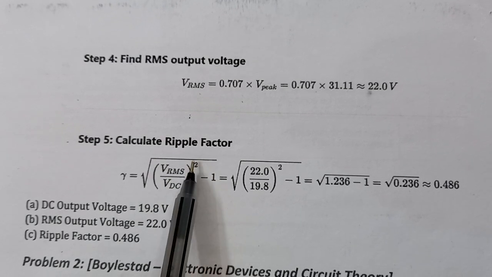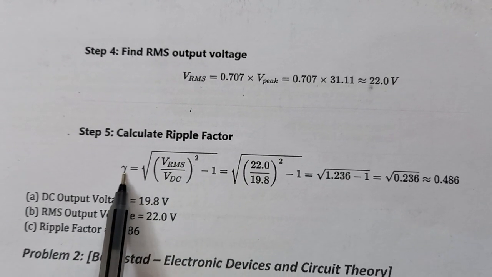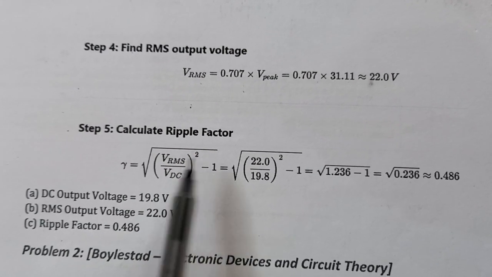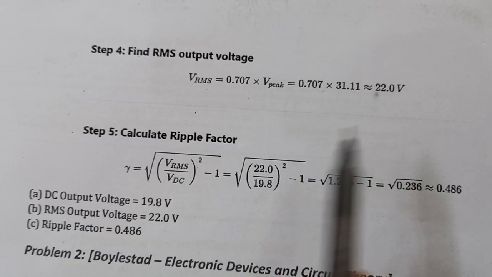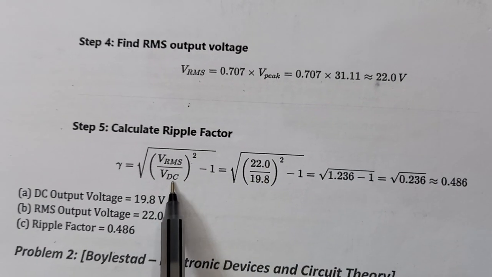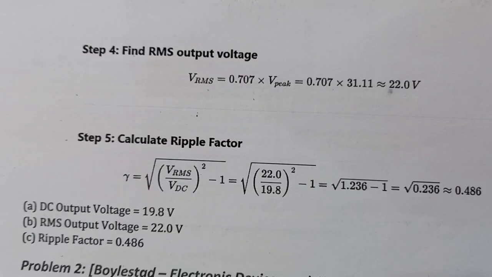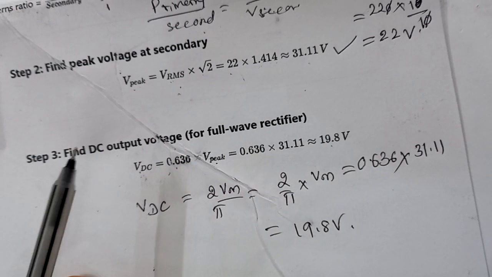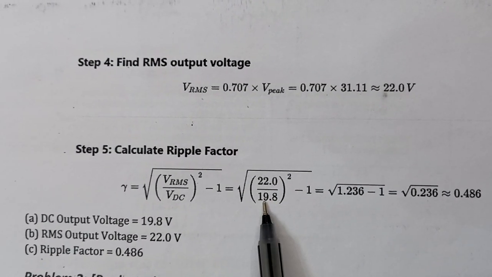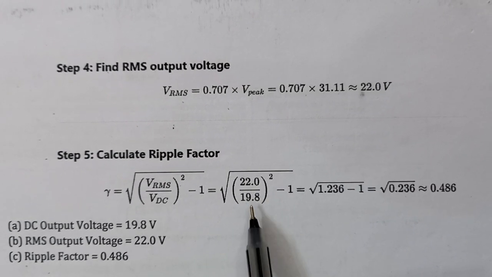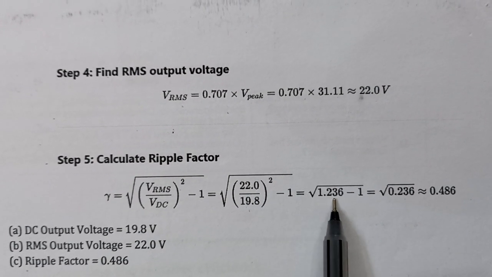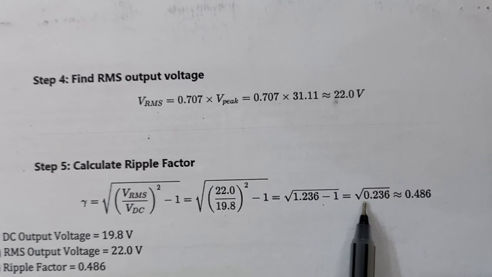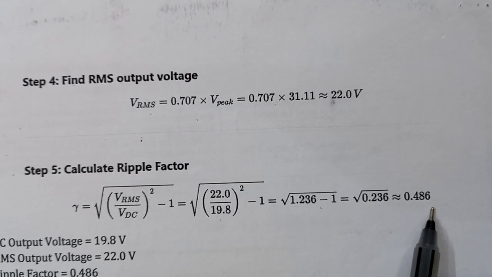And the last step is finding the ripple factor. Ripple factor is given by the formula square root of (Vrms by Vdc) whole square minus 1. Vrms is 22.0 volts, and Vdc, which we calculated in the previous step, is 19.8 volts. We substitute here: (22 by 19.8) whole square is 1.236, minus 1. So the square root of 0.236 is 0.486.